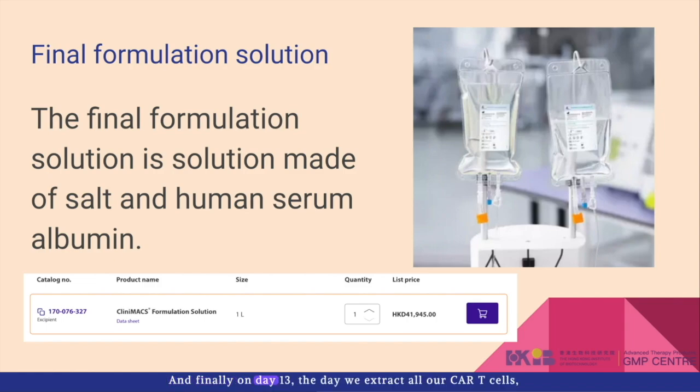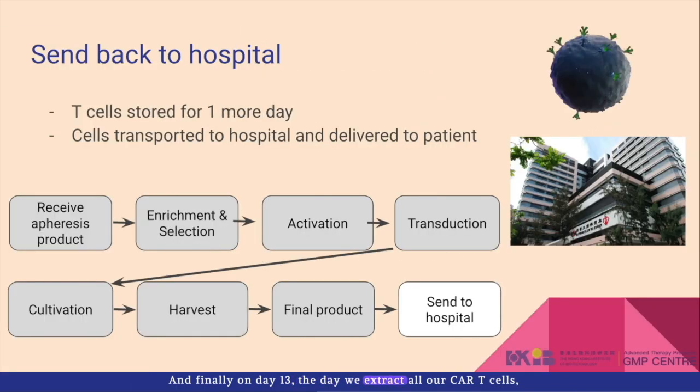And finally, on day 13, the day we extract all our CAR T cells, we transport all our CAR T cells into the hospital, which will then be injected into the patient for treatment and healing the cancer patient. The CAR T cells will be able to go into the patient and correctly identify cancerous cells and kill them off before they can cause any more harm.